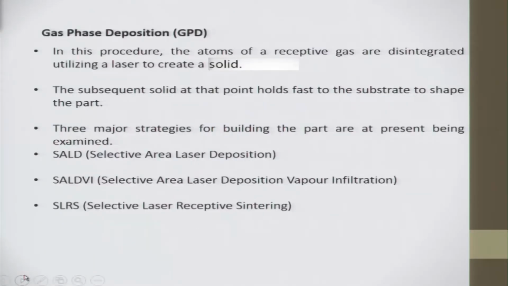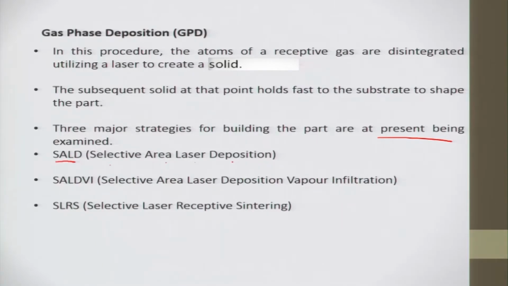Similarly, there are other processes like gas phase deposition. In this process, the atoms of a reactive gas are disintegrated using a laser to create a solid. The resulting solid then adheres to the substrate and shapes the part. Three major strategies for building the part are currently being examined. One is SALD, selective area laser deposition. In this, the solid segment of the decayed gas is all that is used to shape the part.